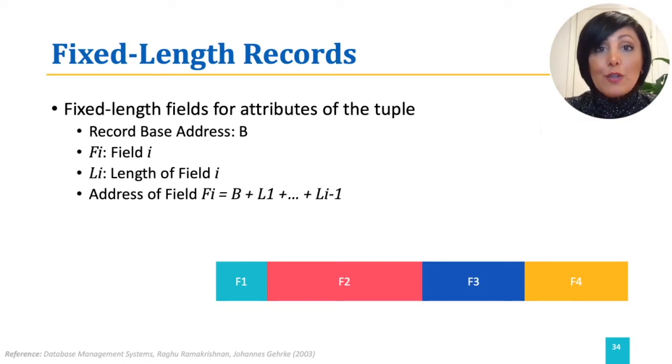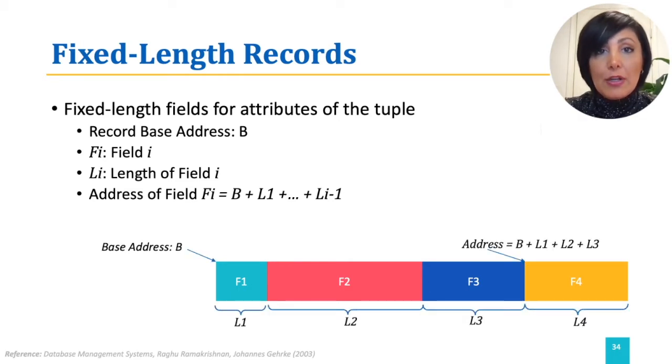That is, to find the address of field I, the lengths of fields 1 to I-1 should be added to the record base address B. For example, to find the address of field F4 in the figure, L1, L2, and L3 should be added to B.